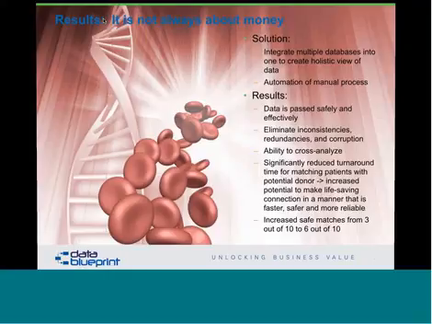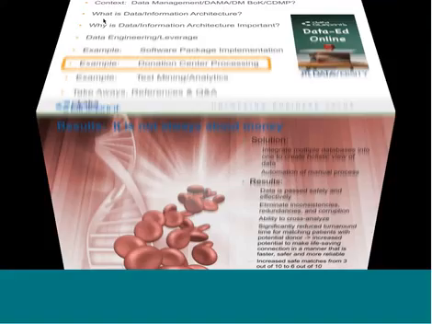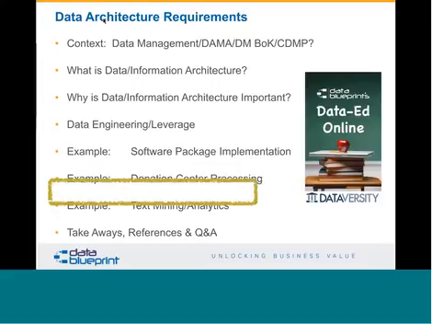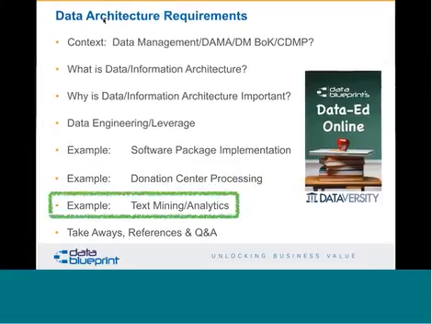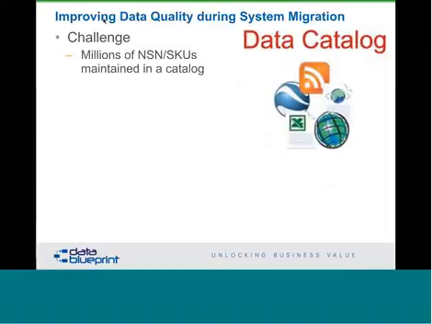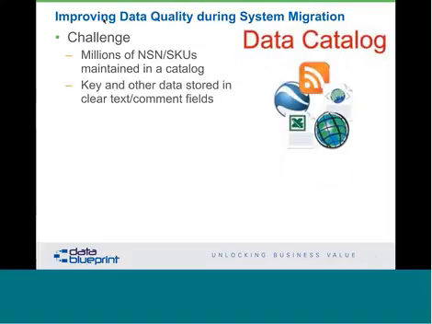One more quick example here. Here's a group that was faced with a data quality problem during system migration, and the challenge was that they had millions of stock keeping units in a catalog, about 2 million of them, and these stock keeping unit information were stored in clear text fields. Now I'll tell you the reason they were stored in clear text fields was because the Oracle database that they were using had replaced a previous, more difficult to use hierarchical database. However, they hadn't changed any of the programs, so they had actually gotten Oracle to work like a hierarchical database, which is something that you can do.